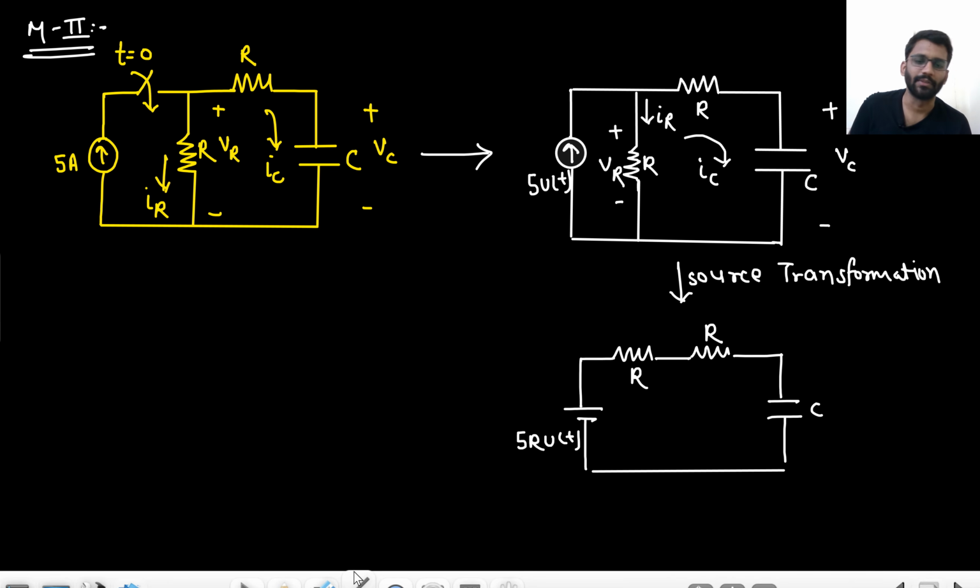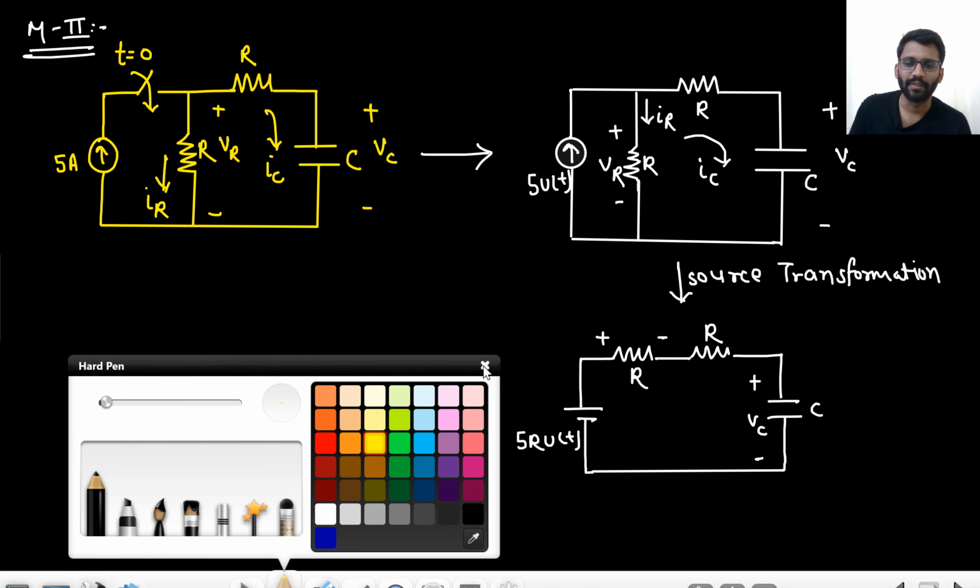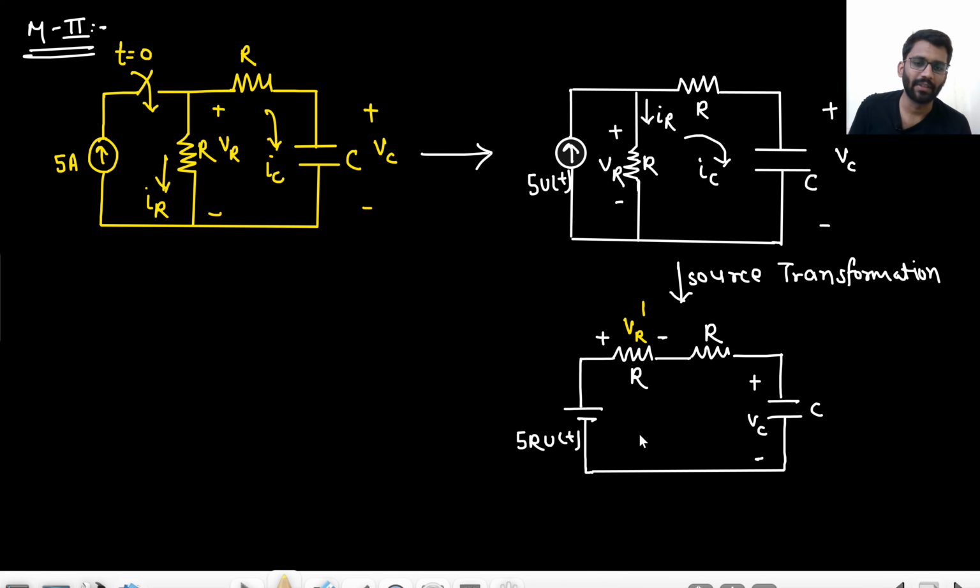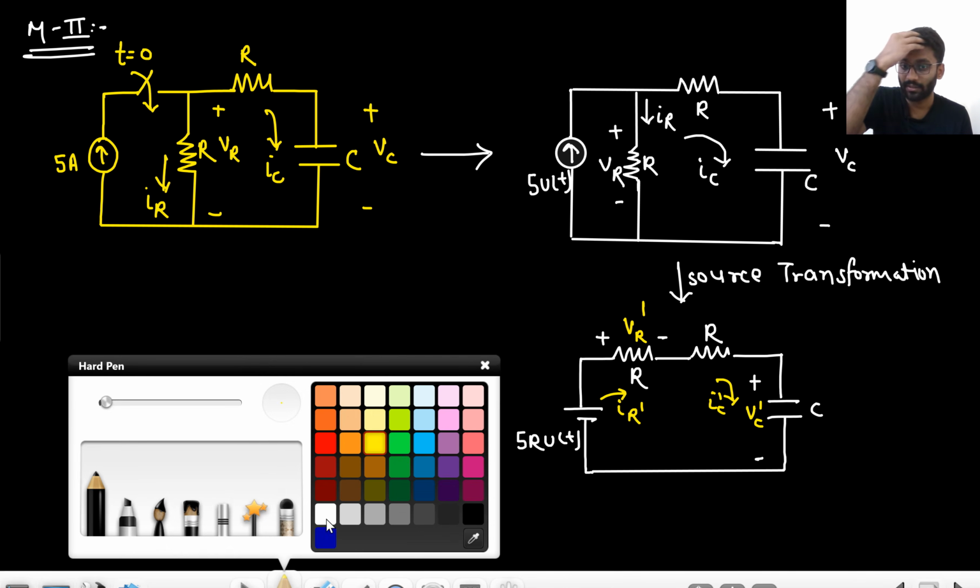Now you can find these values as well. What are the values? This is VC. Let's call this value VR dash. This value is IR, this is IC. IR dash, this as IC dash, and this as VC dash. So I will ask you one question that I have already explained in the network theorem part.